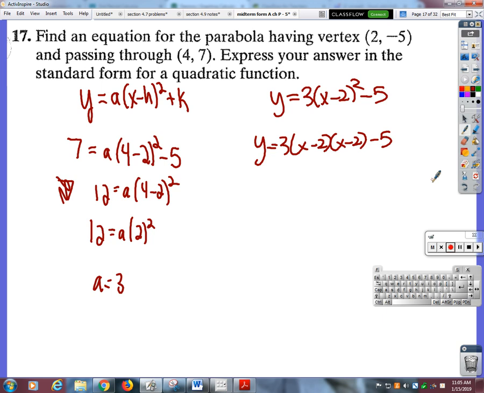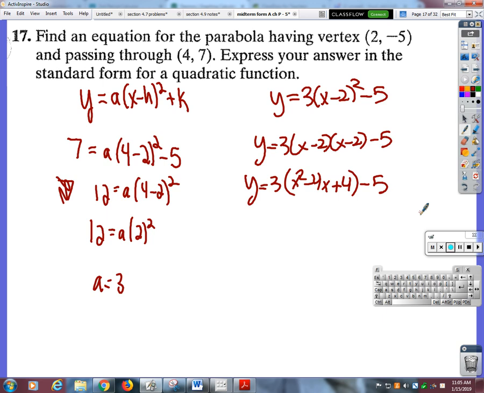So now I have to FOIL the x minus 2. You guys know what we get when we FOIL that? Can we do that in one step? X squared minus 4x plus 4 minus 5. You guys can check our work if you want, but that's first, outside, inside, last, and then we combine the like terms.